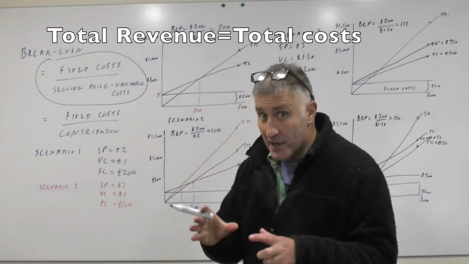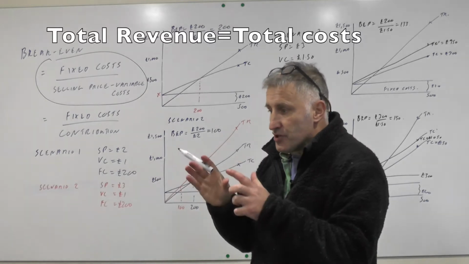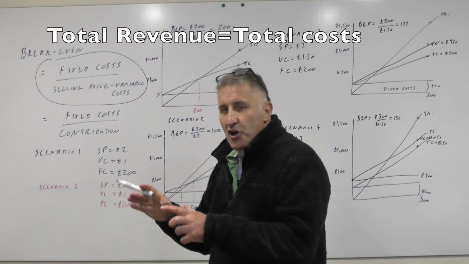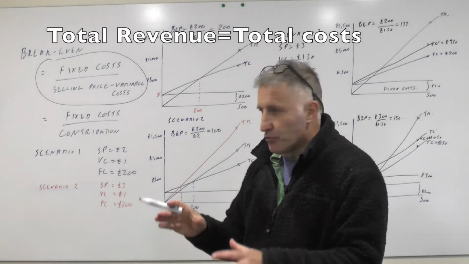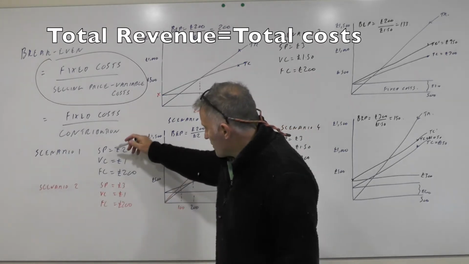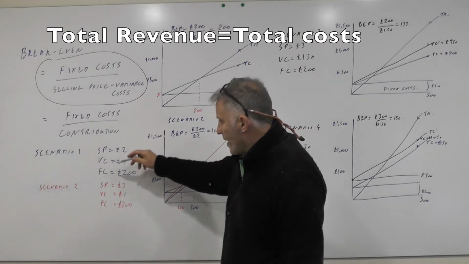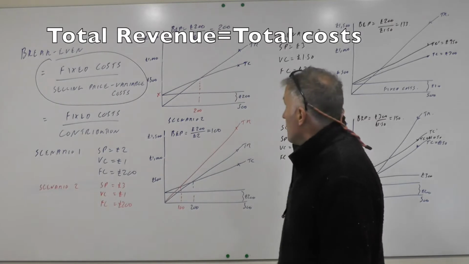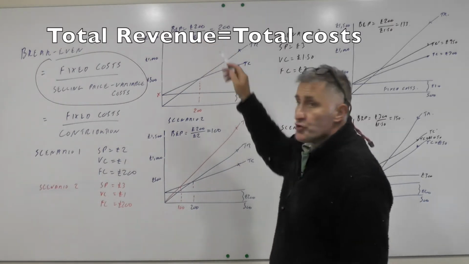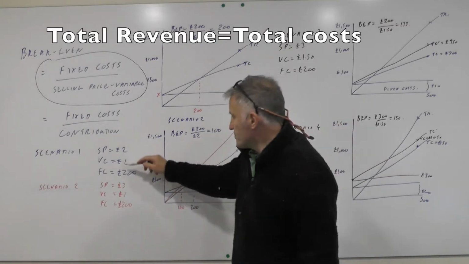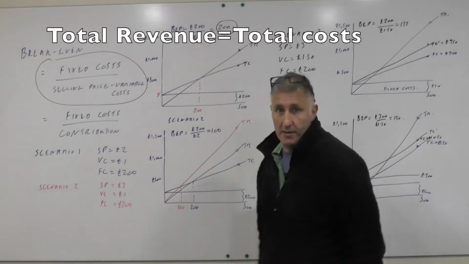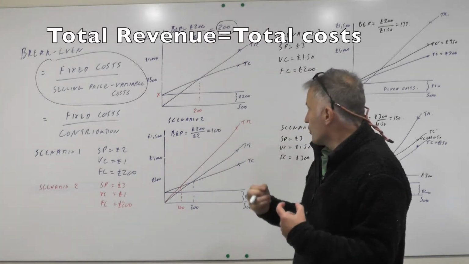Now, obviously, break-even means the point at which you break even, where your total revenue is equal to your total costs. So in this situation, where the selling price is £2, the variable cost is £1, and the fixed costs were £200, it's a pretty easy calculation to make. The fixed cost is £200, the contribution is £1, selling price minus variable costs, so your break-even point is going to be 200 units. But what does that look like on a diagram?